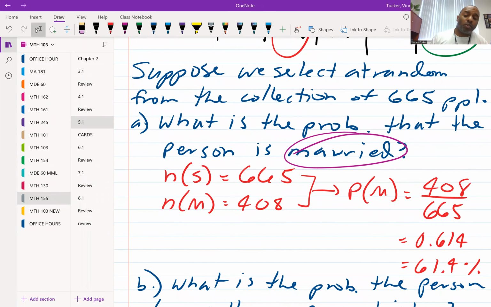Now, MyMathLab will let you know how they want the answer. If they wanted a decimal or percentage or whatever the case may be, I just gave all of them. So MyMathLab will let you know. Any problems with what we did there?